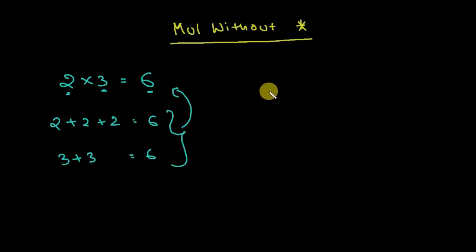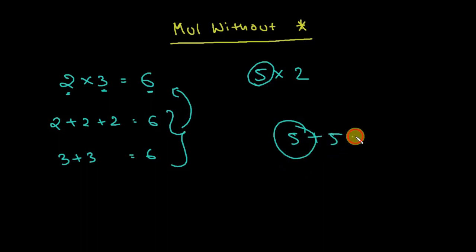So what's the logic? If I say 5 into 2, I'll take 5, okay? I have to add this 5 2 times. If I add 2 times, I'll get 10 as an answer. See, here this is 5 one time, and this is 5 the second time.